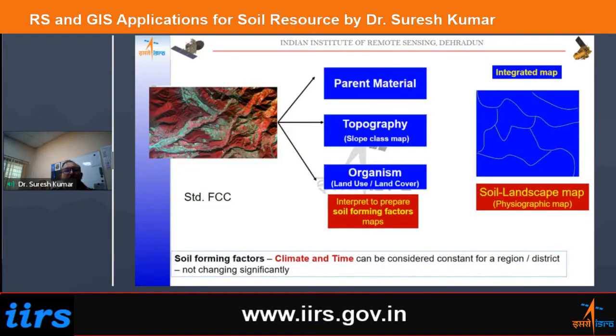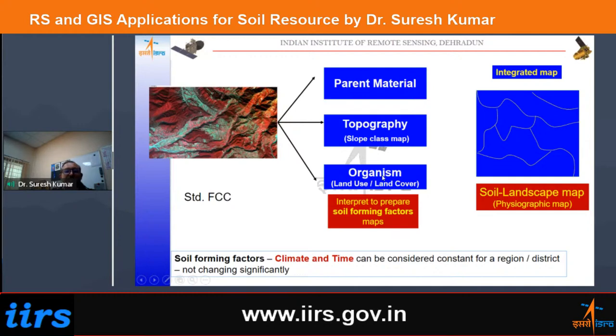So what we do for soil resource mapping, we take the standard FCC, false color composite, and derive from this satellite image the parent material map, which you call the geology map. We can generate the topography map. Although for topography we can also use a digital elevation model, high resolution satellite data also gives 3D perception, and you can use it to interpret topography as well. And the third information we derive from land use, land cover, which is the organism.